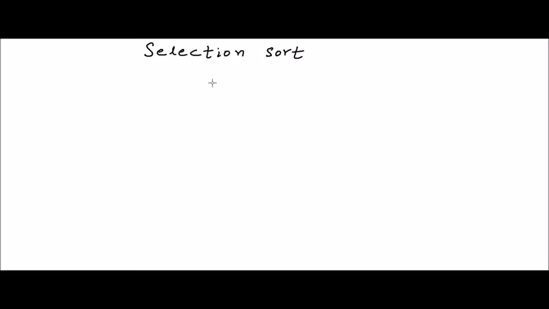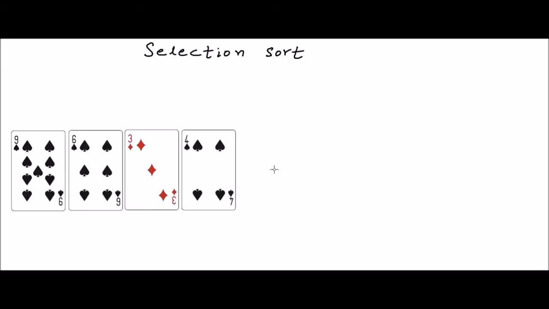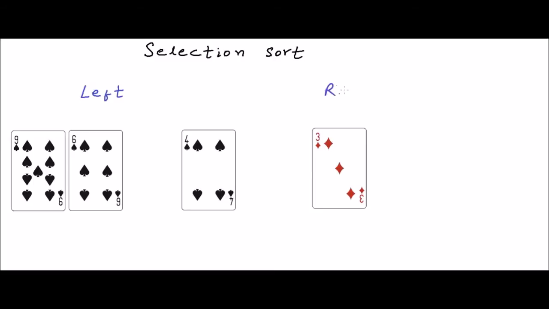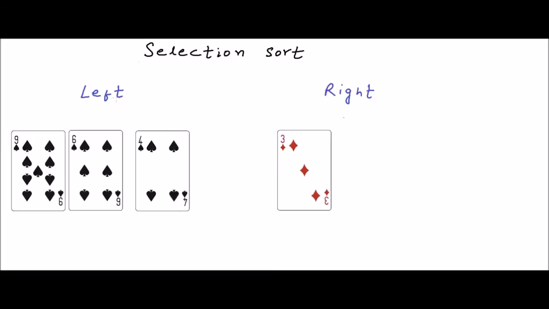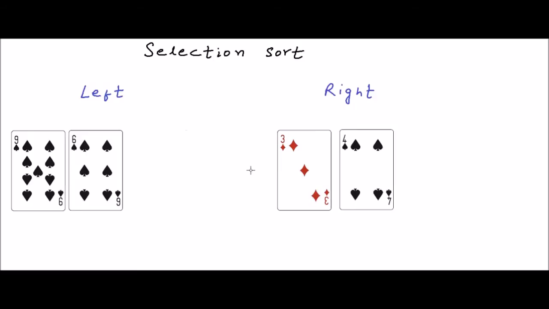Let's think of a simple sorting scenario. Let's say we have a set of cards and we want to arrange these cards in increasing order of rank. One simple thing that we can do is, initially we can keep all the cards in our left hand, and then first we can select the minimum card out of these cards and move it to the right hand. Now once again, from whatever cards are left in the left hand, we can select the minimum and move it to the right hand.